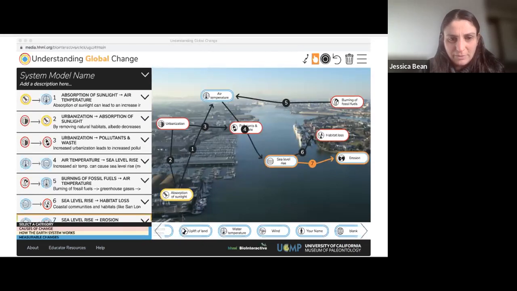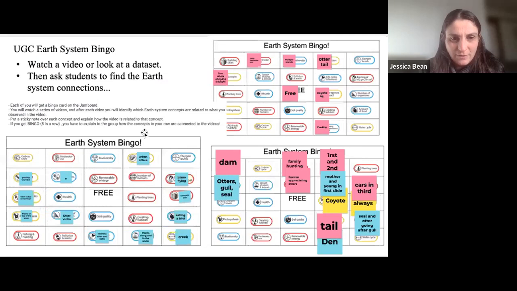This is a student model that was created in a unit about the San Francisco Bay and all of the different processes happening. And there are just so many different ways that we've used the icons and the framework over the years. And one that is new is, we call it Earth System Bingo. So it's a way of thinking about those types of connections. So you could have students or learners watch a video or look at a data set and then ask students to find the Earth system connections to that particular topic and data set.